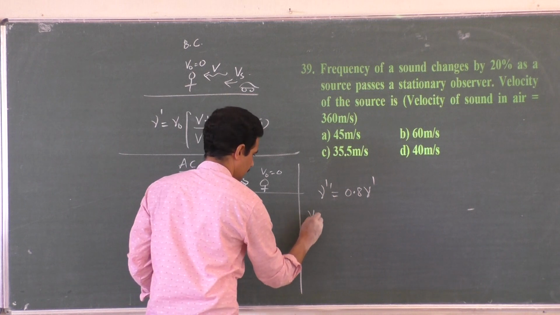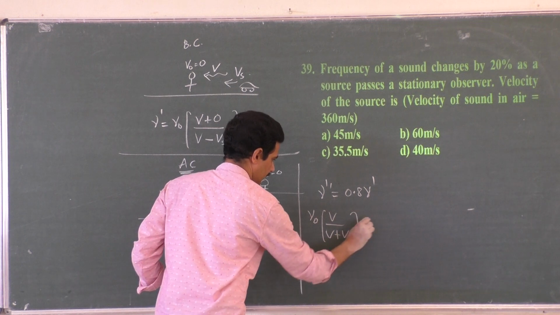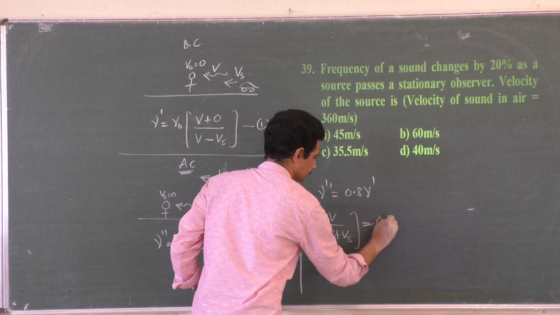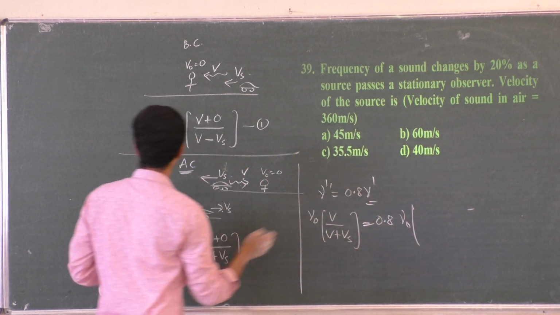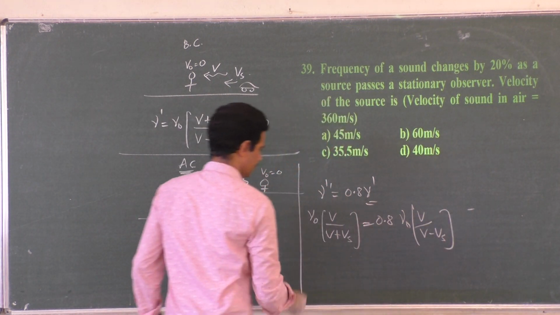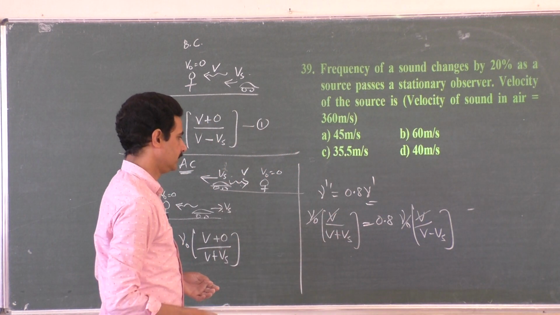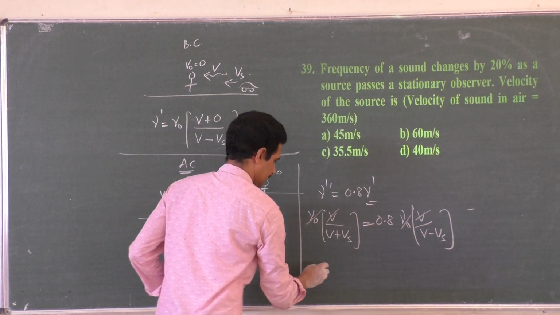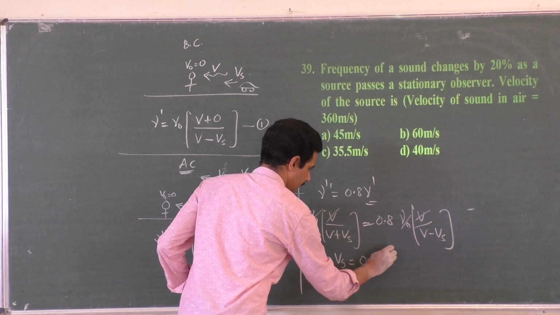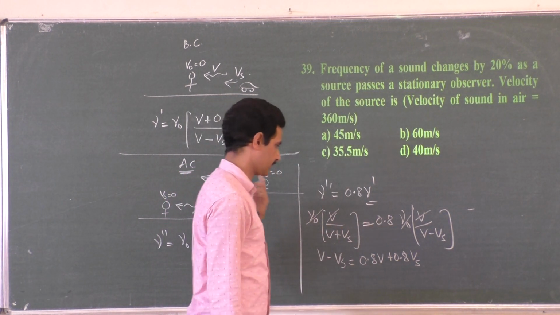Nu naught into V by V plus Vs is equal to 0.8 of nu naught, this one, V by V minus Vs. Nu naught and V get cancelled. Now what do you get? I will bring this V minus Vs here. V minus Vs equal to this one, 0.8 V plus 0.8 Vs. 0.8 V plus 0.8 Vs, okay?